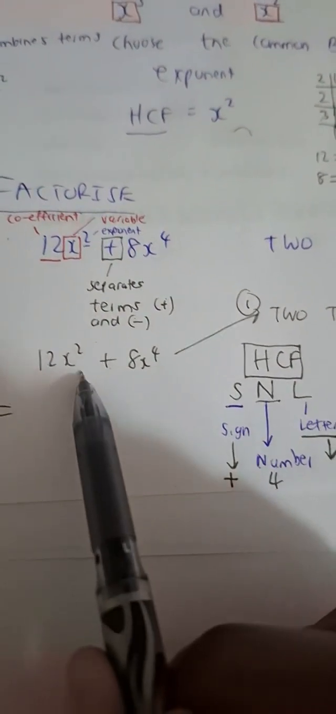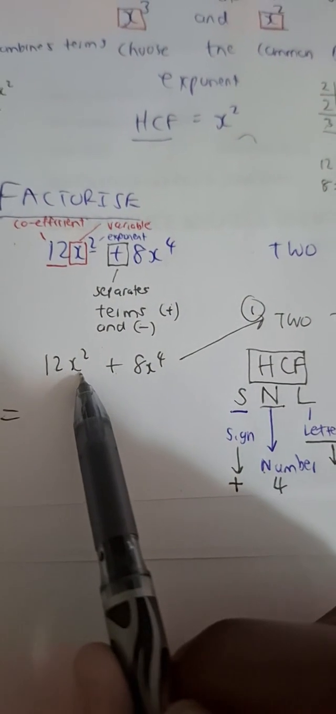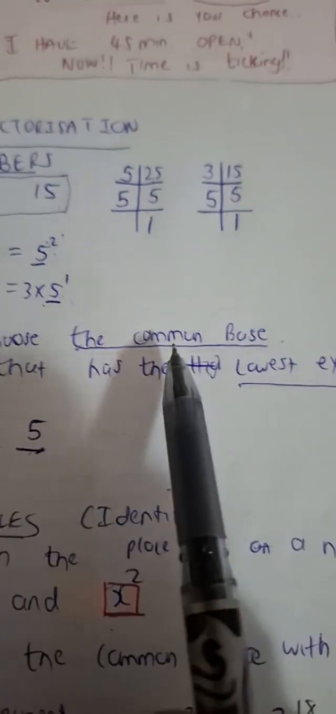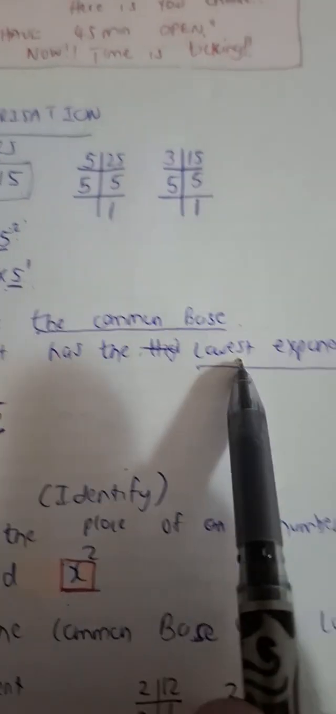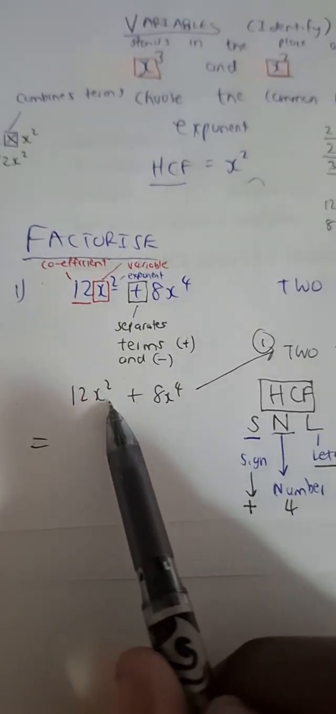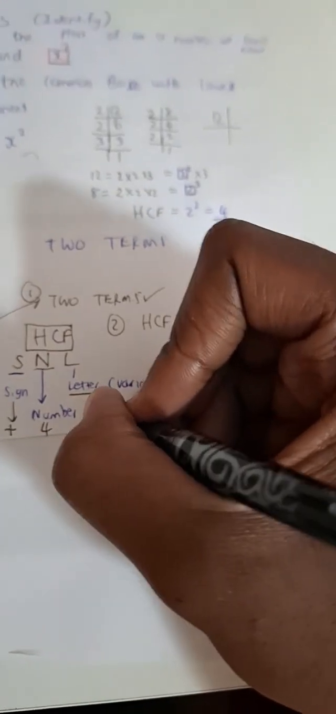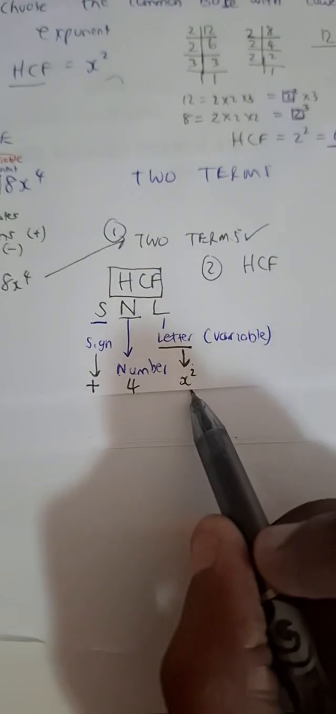What is the highest common factor variable between x squared and x to the power 4? If I understand that whenever I choose the highest common factor, I choose the common base that has the lowest exponent, then, spot on, my highest common factor variable will be x squared. So my highest common factor variable letter is x squared.